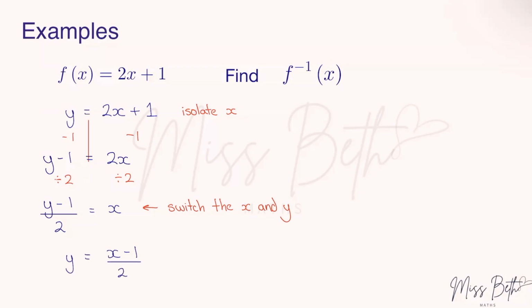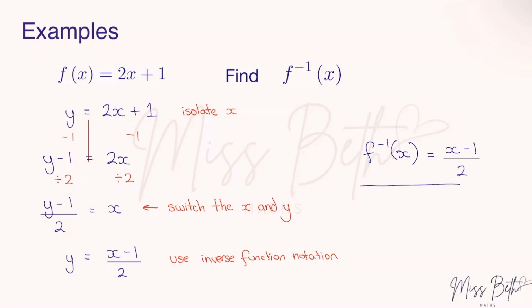Now, we've not finished there because we need to use the function notation. So use inverse function notation. Your final answer here would be to write f minus 1 of x, so again, replacing y with that inverse notation, is equal to x minus 1 all divided by 2. And that would be your final answer for the inverse function.